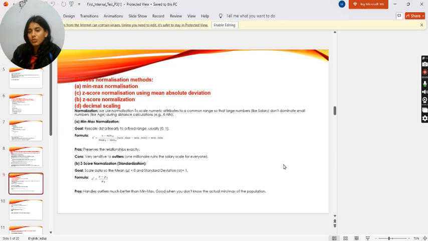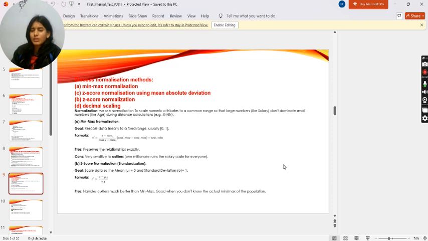Min-max normalization. The goal is to rescale the data linearly to a fixed range, usually 0 to 1. The formula is V dash equals V minus min A, upon max A minus min A. It can be visualized through the window to viewport method. Pros: preserves the relationships exactly. Cons: very sensitive to outliers. One millionaire ruins the salary scale for everyone.